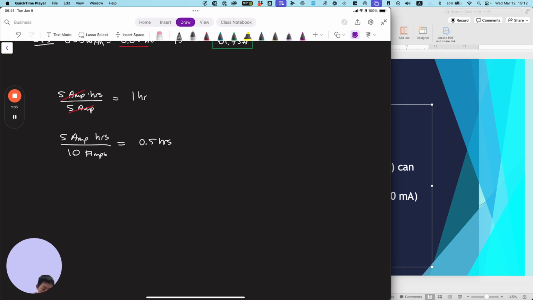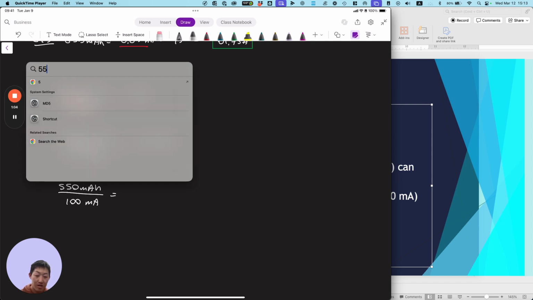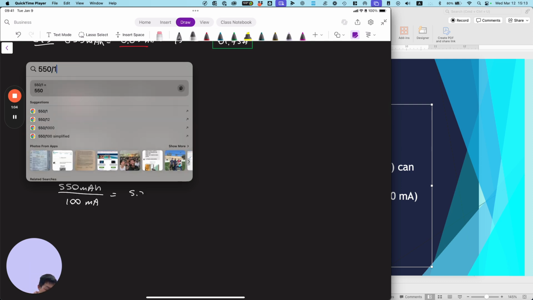Now, what do we have here? What is our battery? It's 550 milliamp hours, and I'll just keep it in milliamps for now. Let's say you draw 100 milliamps continuously. How long is the battery going to last? 550 divided by 100 is 5.5 hours.